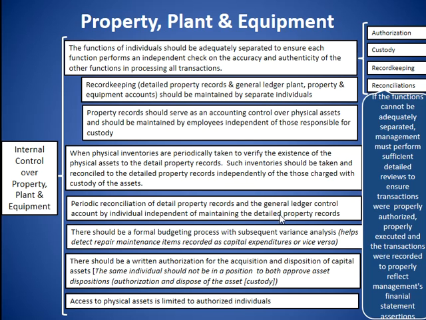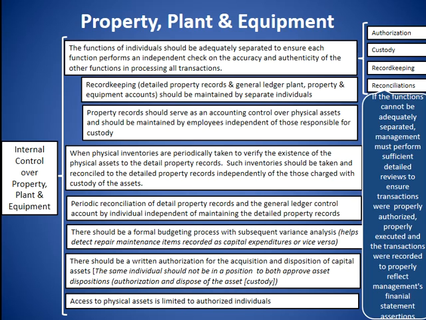There should be a formal budgeting process for plant, property, and equipment with any subsequent variance analysis, and that helps detect repair and maintenance items that were recorded as capital expenditures or vice versa. There should be a written authorization for the acquisition and disposition of capital assets. The same individual should not be in a position to both approve asset dispositions and asset acquisitions. Lastly, access to physical assets is limited to authorized individuals.